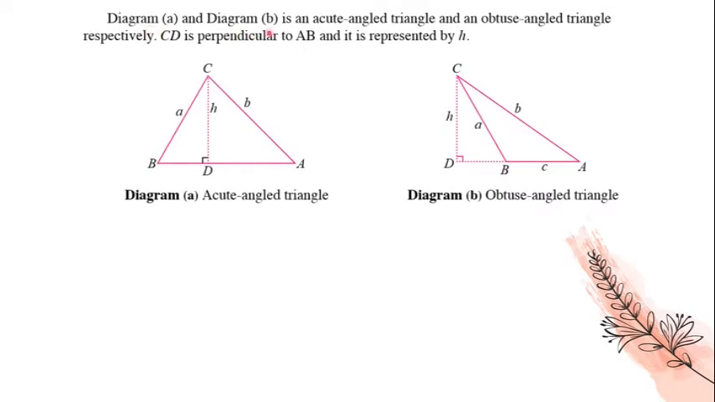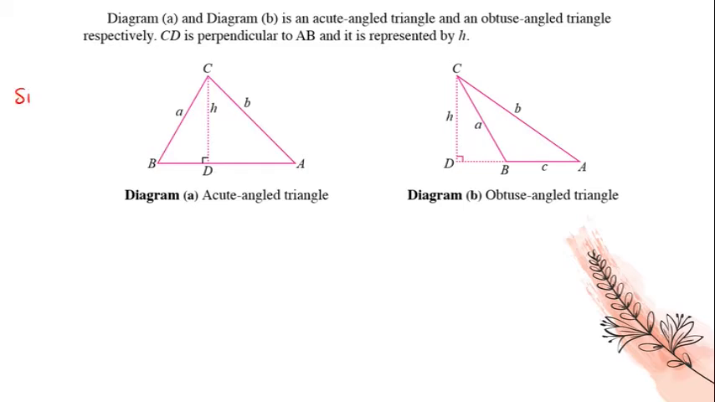Diagram A and diagram B are an acute angle triangle and an obtuse angle triangle respectively. CD is perpendicular to AB, which is 90 degrees, and is represented by H. In lower form, you still remember that you have learned the trigonometric ratios sine, cos, and tangent.